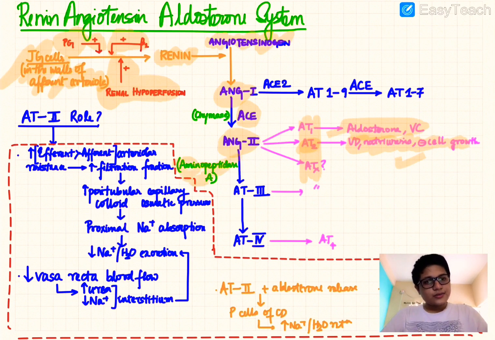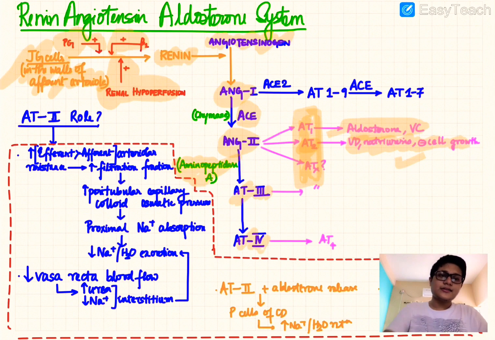Angiotensin 2 can further be converted to angiotensin 3 and then angiotensin 4 via aminopeptidases. Angiotensin 3 will also act on these three receptors, but albeit with a lesser affinity, and hence a lesser physiological effect will be exerted. AT4 analogs are very interesting because angiotensin 4 analogs have been shown to increase neurocognitive abilities in Alzheimer's patients, and they are currently under trial.